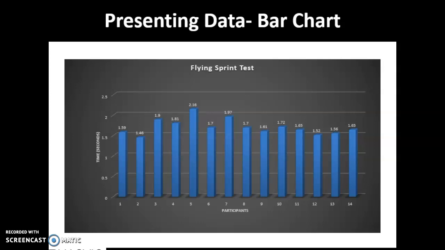I used some fly and sprint test results from a group of participants and put them into a bar chart. I can now see all of the participants' results in a clear format, and I am able to see which participants are better and worse. I could then try and work out why some participants got lower scores and if there were any variables that were different for each person.